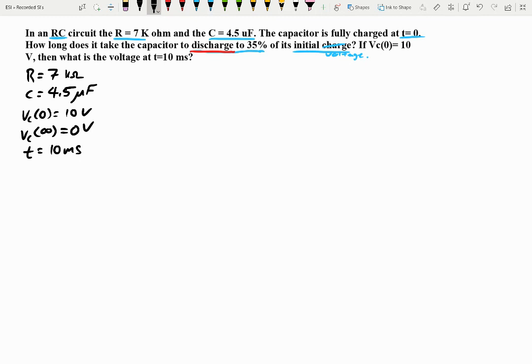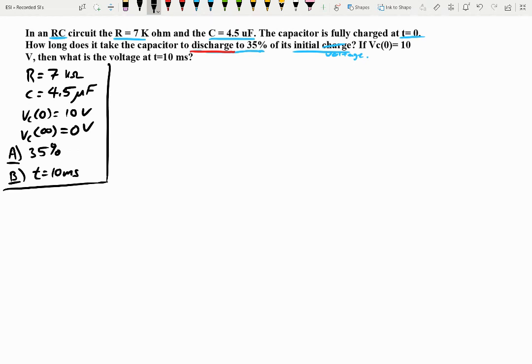That's actually the second part. So there's actually part A and part B to this question. So let's just go ahead and do part A first. So we'll say 35% of initial voltage, and then for part B, T is equal to 10 milliseconds. Okay, so that's our given information.